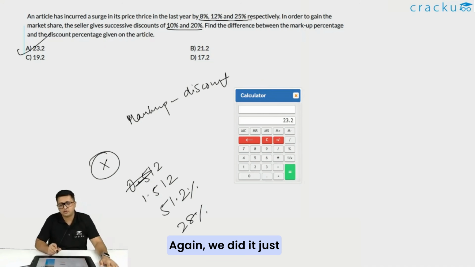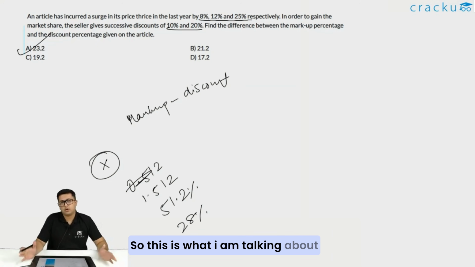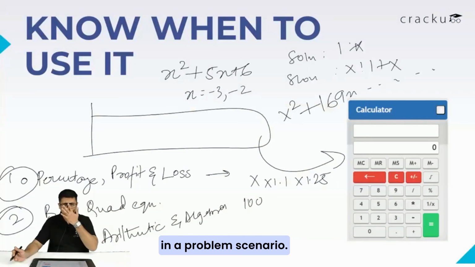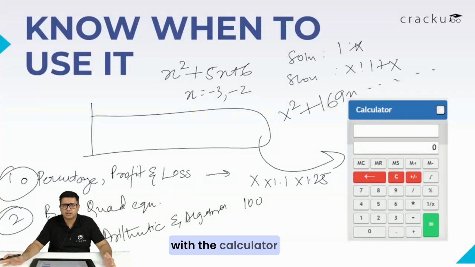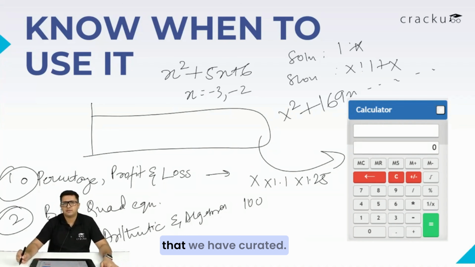Again, we did it in just over a minute, right? And this was not even a very easy question. So this is what I'm talking about, how calculators can be very effective, and we have seen it in a problem scenario, right? So we just saw how to solve problems with the calculator as fast as possible, right? If you're actually interested in more problems like that, we actually have an entire revision playlist that we have curated. You can find the link below in the video, right?